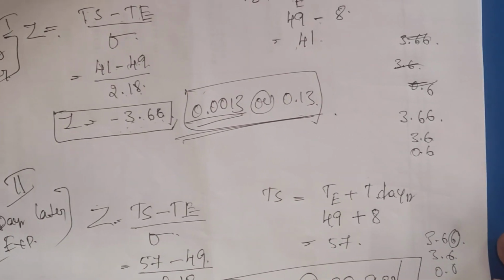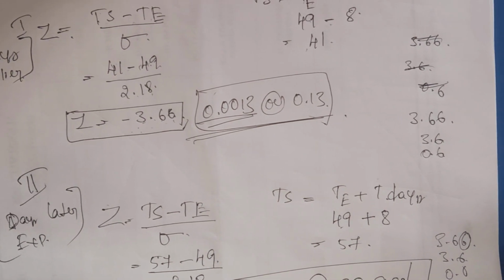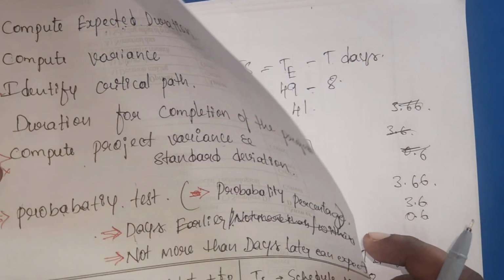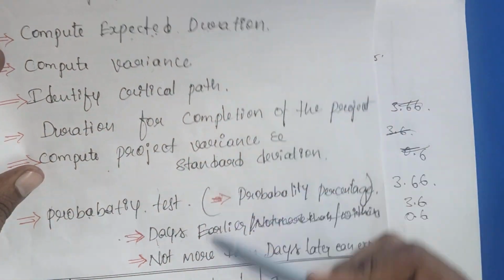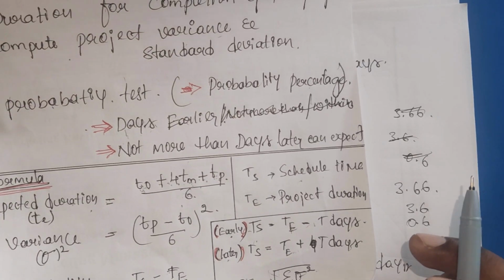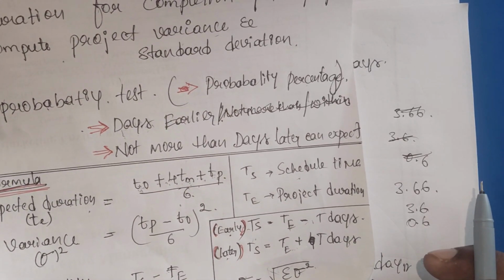Okay, this is all about your PERT problem. I hope it's clear. I know it's a little bit complicated, but if you remember the process and the formula, then the PERT problem will be easy.